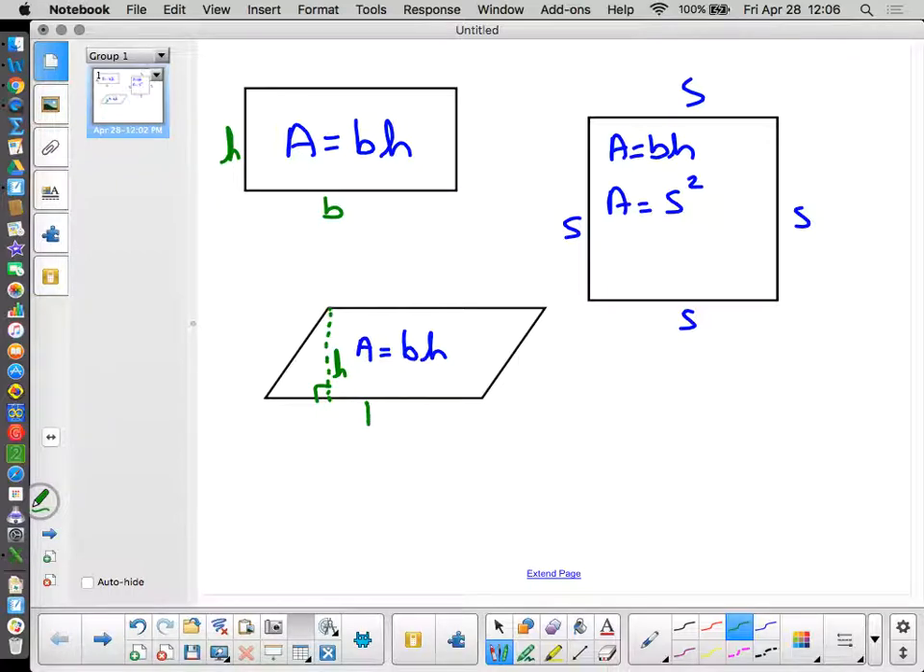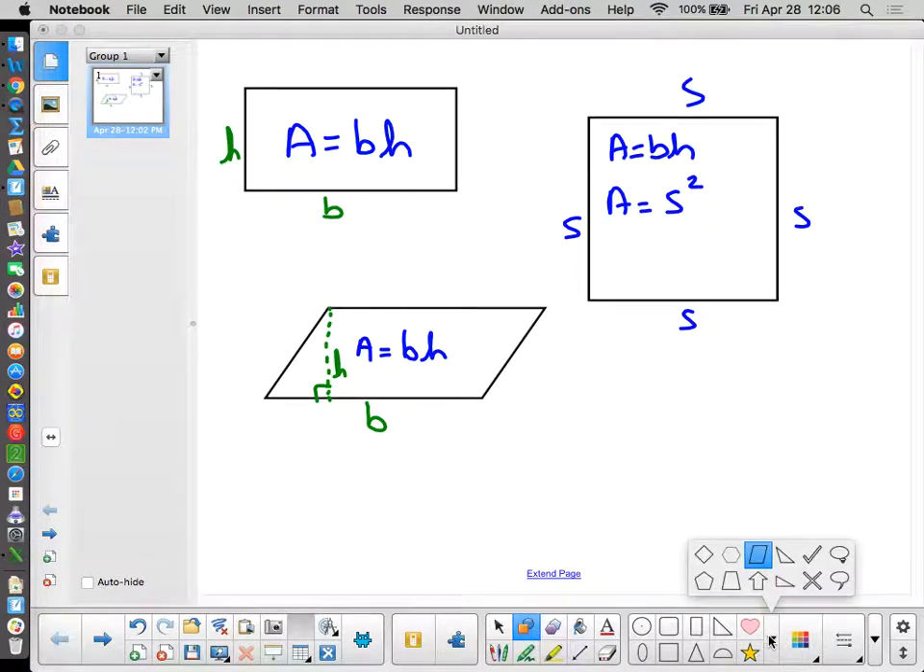So it's still base times height, but the height isn't always given to us. And what that leads to in some types of problems is, guess what? Pythagorean theorem, or SOHCAHTOA, or something like that to help us solve that right triangle in order to find that height. Sometimes it's given, sometimes we've got to work it out.